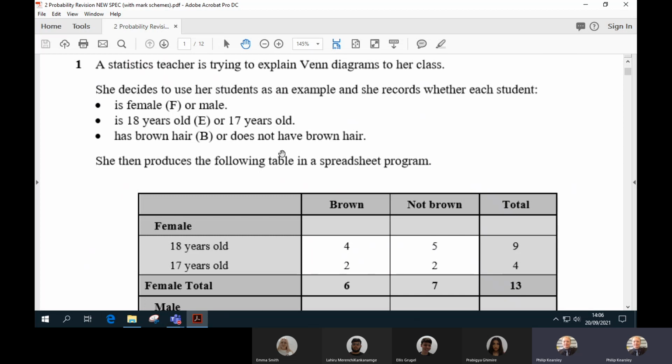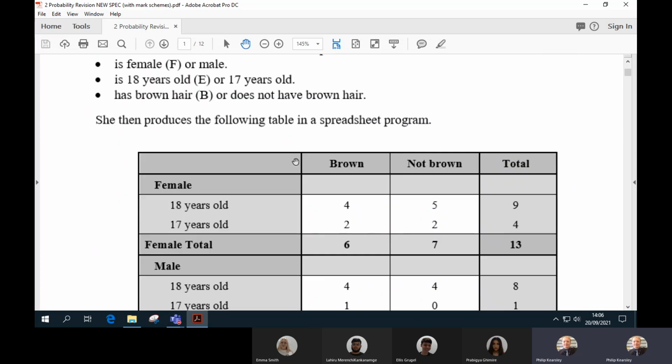Where E is 18-year-olds, E dash would be 17-year-olds. B would be brown hair, so B dash not brown hair. Let's have a go.